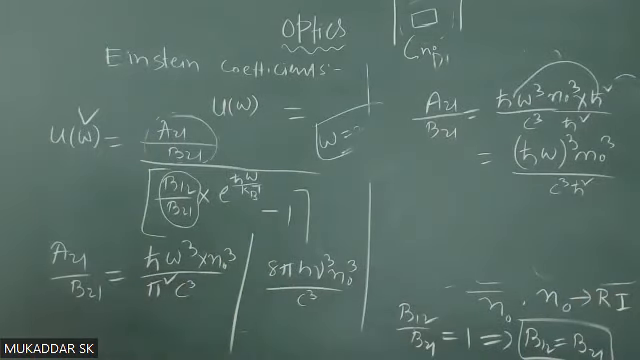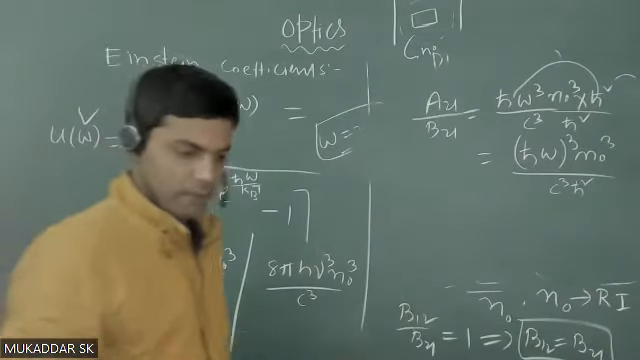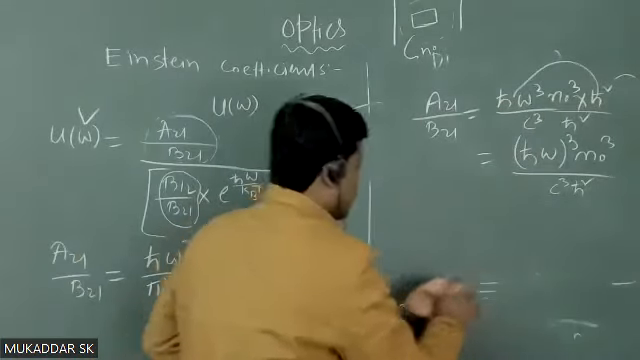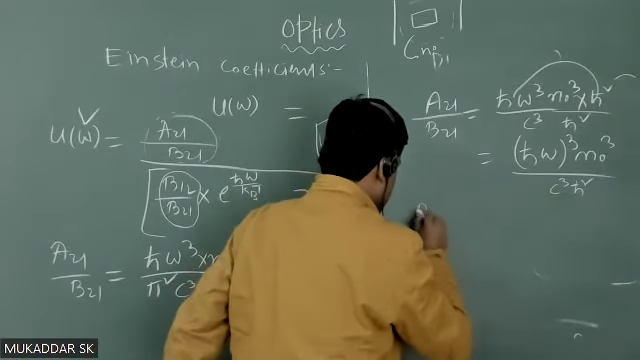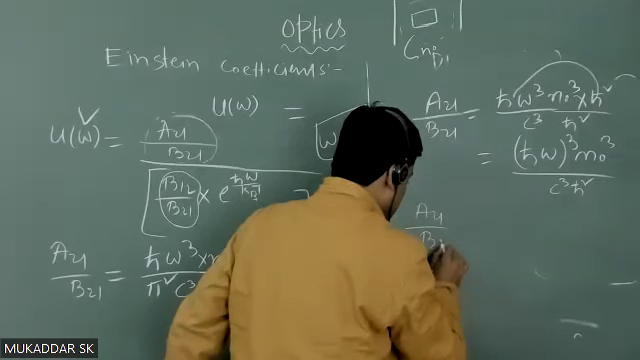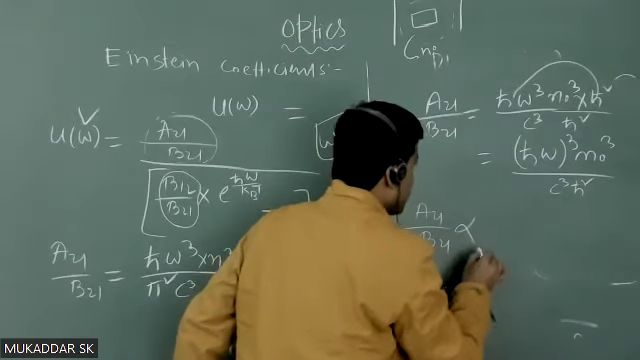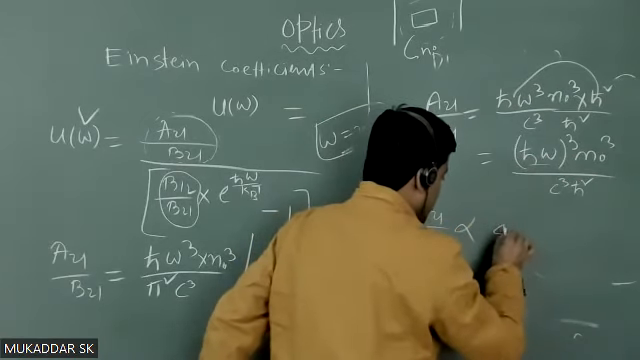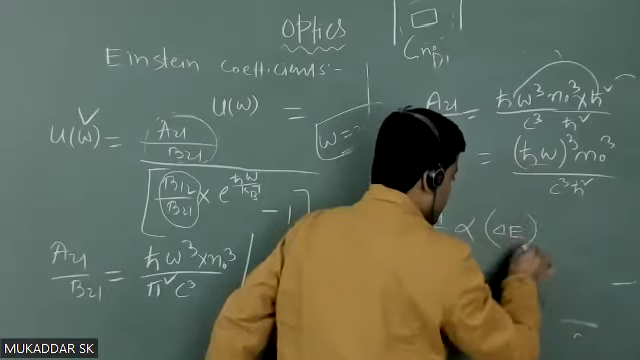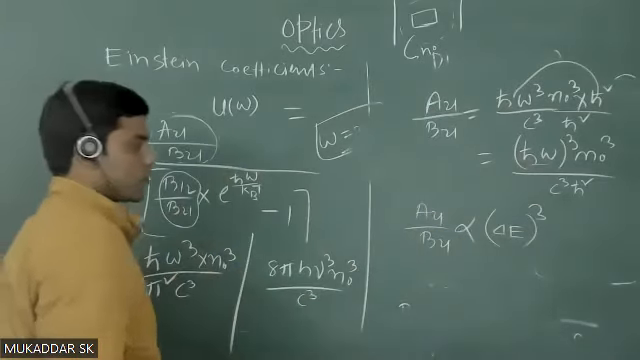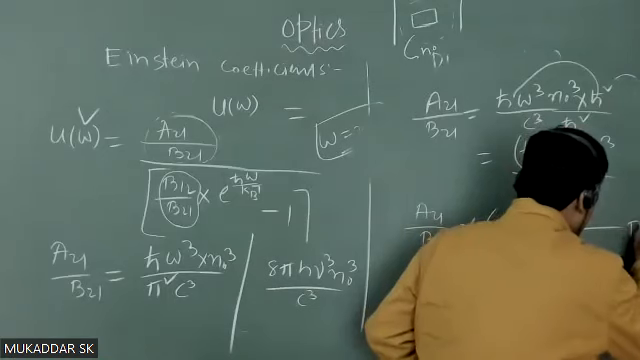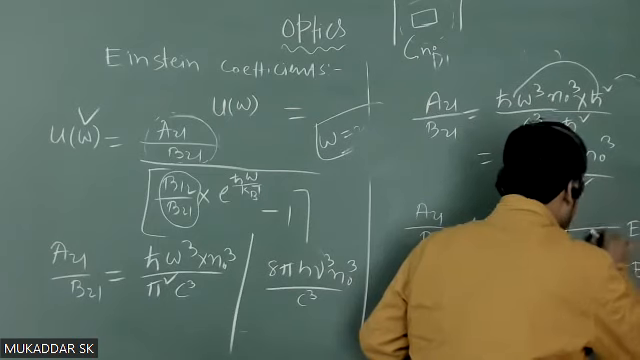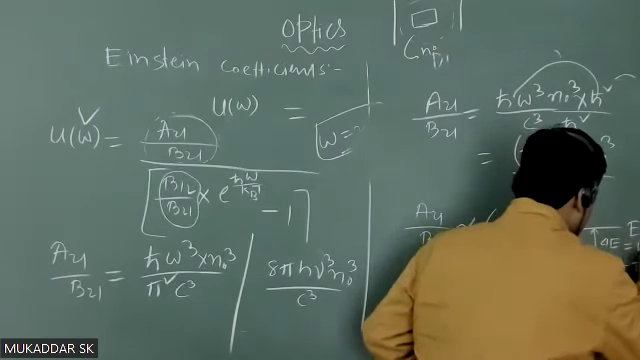And what is h cross omega actually? Delta E. Exactly. So A21 by B21, that I can write as h cross omega whole cube, so h cross omega is nothing but delta E, the separation between two levels, whole cube. So what is delta E actually? You have E2 and you have E1, right? And this separation is delta E, and that is nothing but h cross omega.